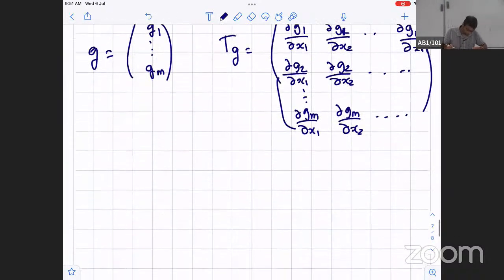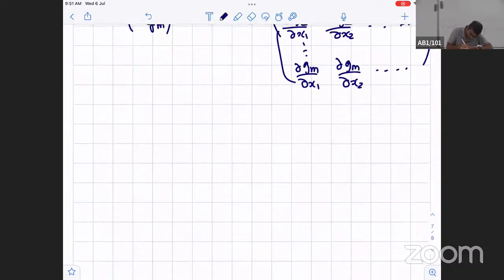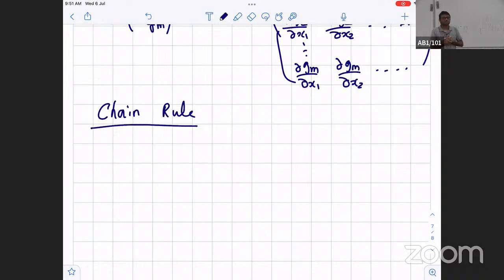So this is about the derivatives, and the second thing before we can really start is the chain rule. Can someone tell me what's the chain rule of calculus in R1 to R1? What does the chain rule try to do? Let me ask you this way: what is d by dx of cos x squared?